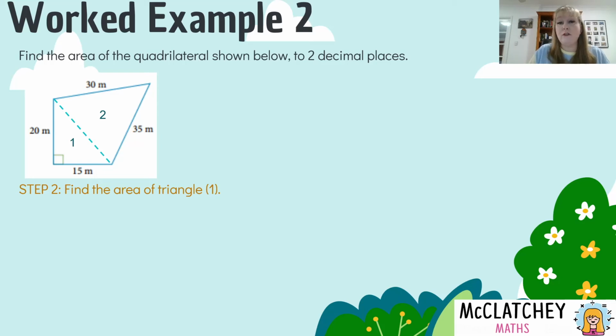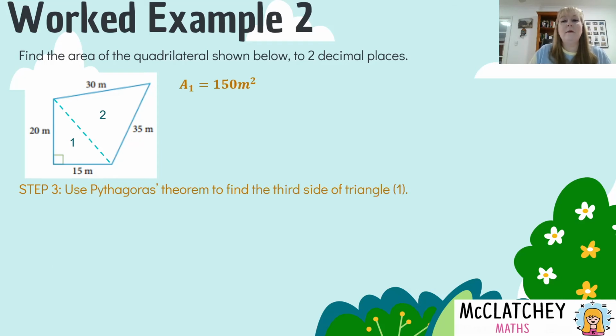Now it's a right angle triangle, so we can just use our formula. That's a really easy formula, half times the base times the height. Substitute that in and we get an area of 150 meters squared for our first triangle, triangle 1. So that was the easy one.